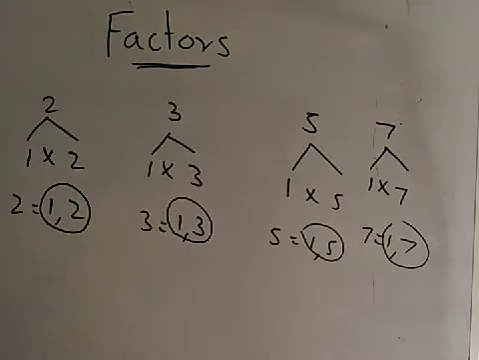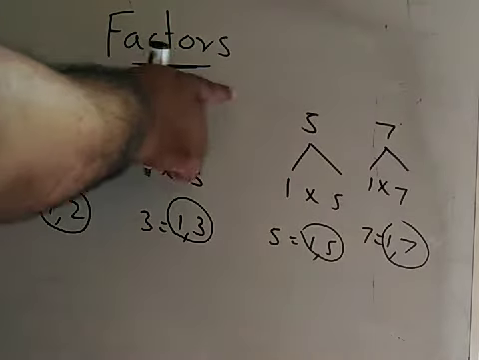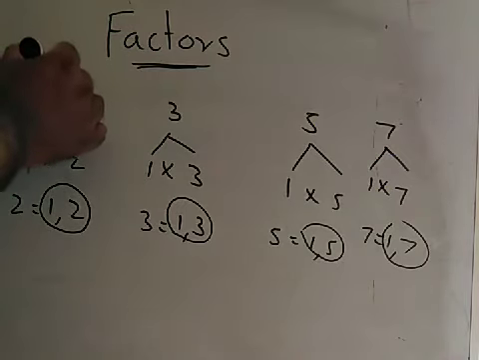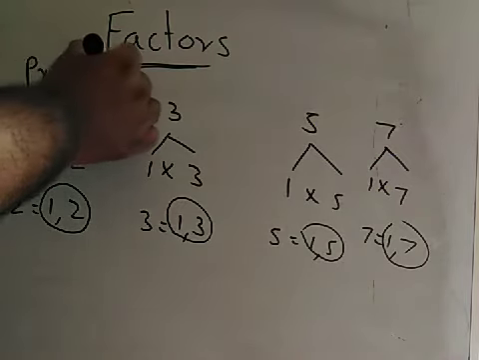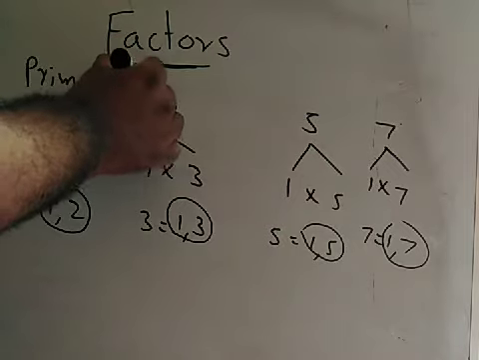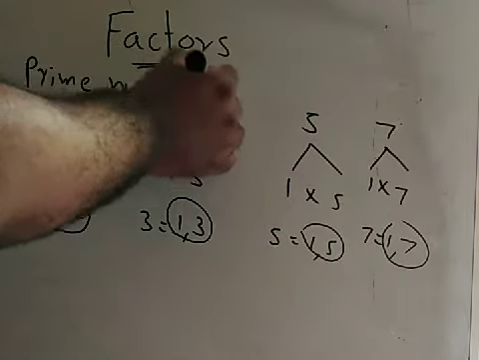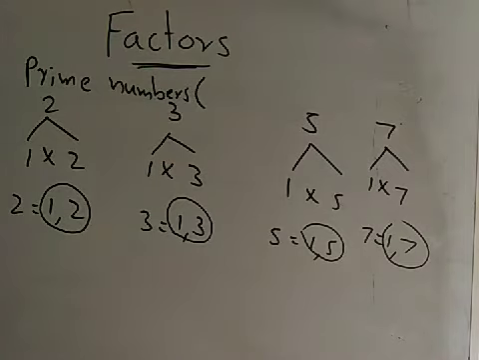If only 2 factors are there, we call these numbers prime numbers. If not, they are not prime numbers.